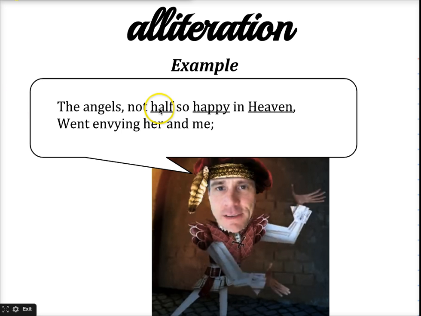So you'll notice that the words half, happy, and heaven in this line of poetry all begin with the same consonant sound, the H sound. So that is alliteration, when the words begin with the same consonant sound.